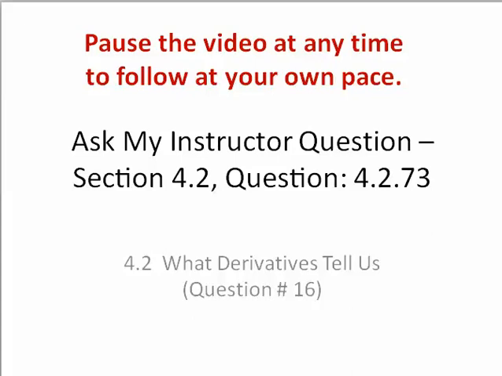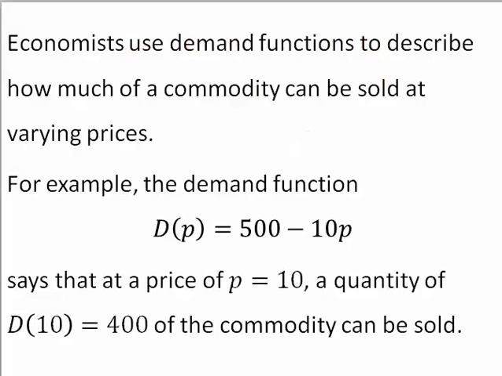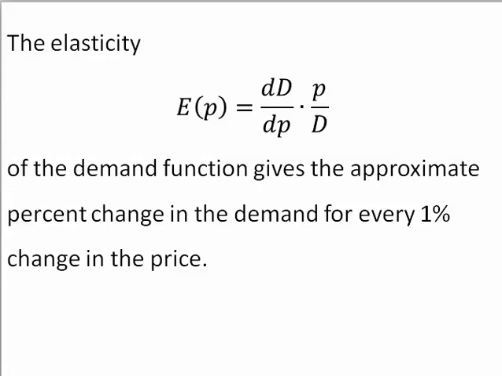Ask My Instructor 4.2.73. Economists use demand functions to describe how much of a commodity can be sold at varying prices. For example, the demand function 500 minus 10p says that at a price of p equals 10, a quantity of 400 of the commodity can be sold. The elasticity of the demand function gives the approximate percent change in the demand for every 1% change in the price.